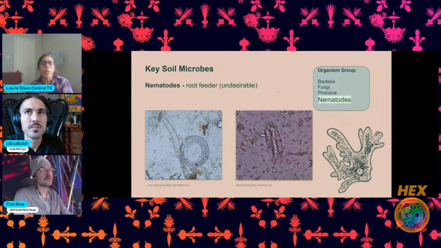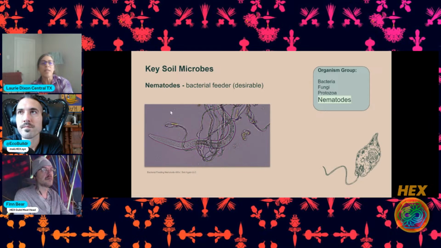And then we get to the nematodes. A lot of people have heard of the root-feeding nematodes. They're very destructive. There's a lot of chemicals around trying to deal with root-feeding nematodes. So they are undesirable. But look, there are 4 other functional groups of nematodes that are good, that are extremely desirable. And here we have a bacterial feeder.